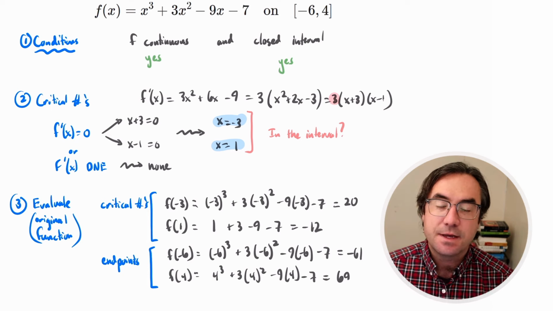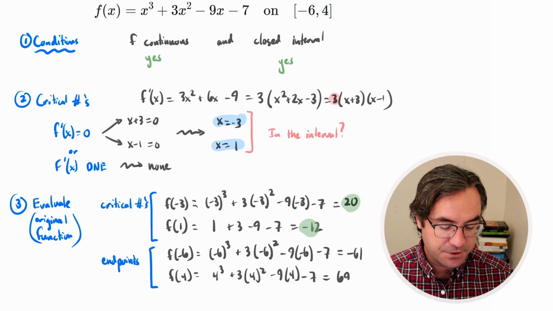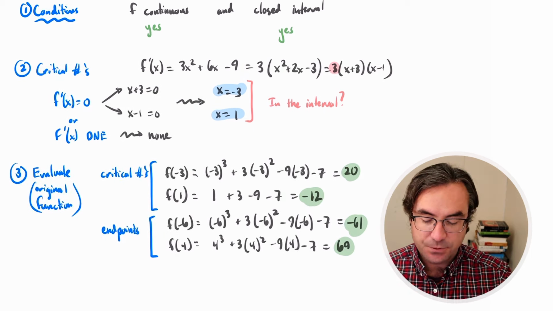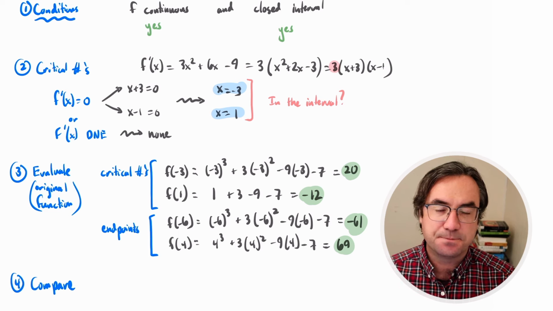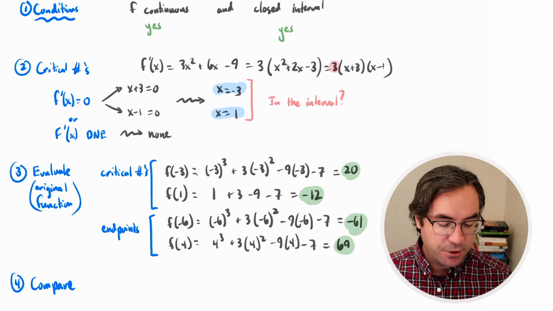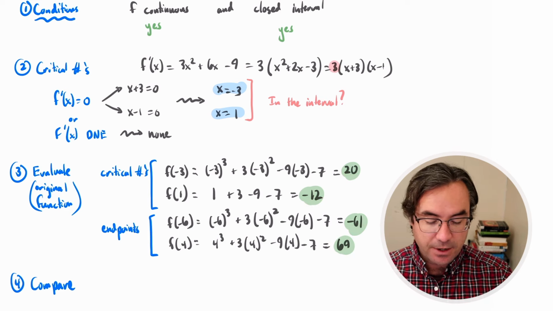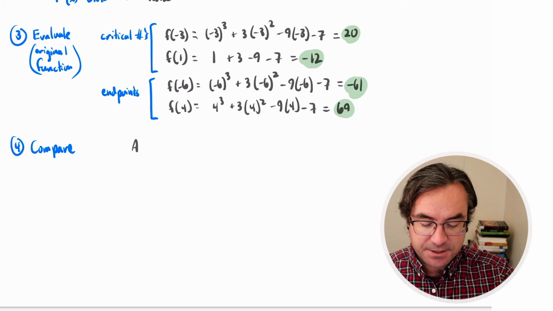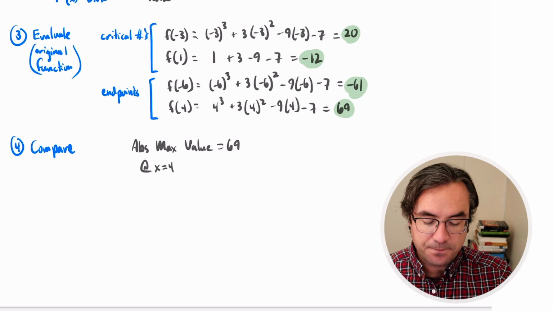All right, so what we have here is a list of 4 function values. And the idea for our last step is just to compare these. We want to pick out which one of these values is the largest and which one is the smallest. In this case, the largest value, if we scan through our list, is 69. So that's going to be our absolute max. So our absolute max value is 69, and this occurs at x equals 4.